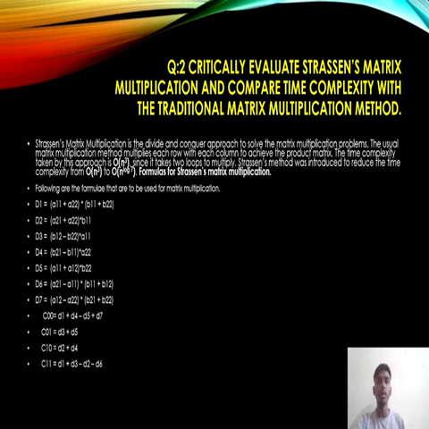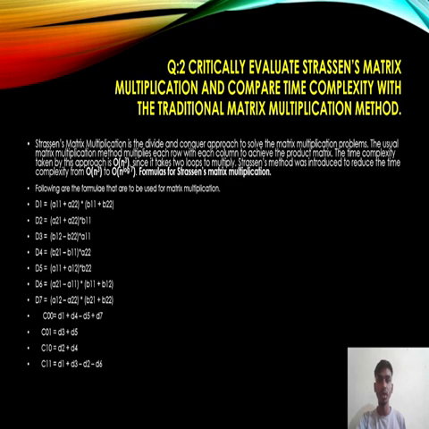Question number 2. Critically evaluate Strassen's matrix multiplication and compare its time complexity with the traditional matrix multiplication method. Answer: Strassen's matrix multiplication is a divide and conquer approach to solve the matrix multiplication problem. The usual matrix multiplication method multiplies each row with each column to achieve the product matrix. The time complexity taken by this approach is O(n^3), since it takes three loops to multiply. Strassen's method was introduced to reduce the time complexity from O(n^3) to O(n^log 7).